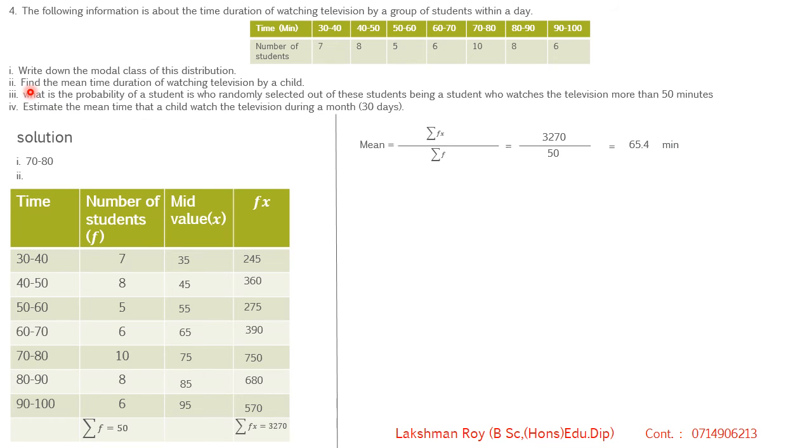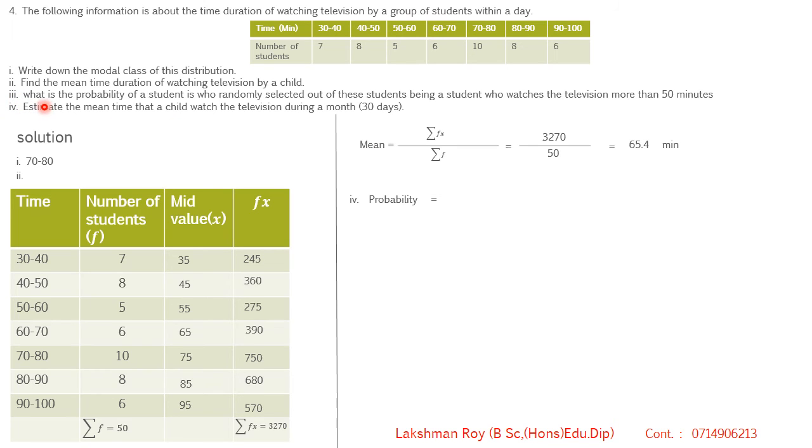So here the question says find the mean time duration of watching television by a child. So that is the mean. To find the mean in this way, you have to fill this table and remember this formula, then you can find it. Right, now we'll go to Roman number 3.